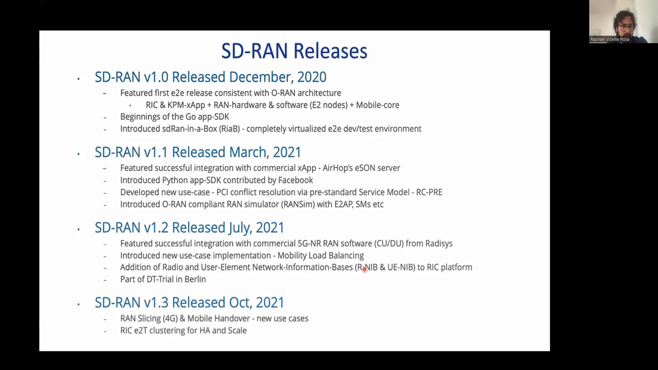In SD-RAN release 1.3, a RAN slicing service model was defined for a 4G implementation in the white box OpenStack that we had. Also the definition of another service model for mobile handover. So two new use cases, the implementation of the clustering mechanisms for the E2T component for high availability and scalability, and the upgrade of the O-RAN specification of the E2AP protocol to version 2.0.